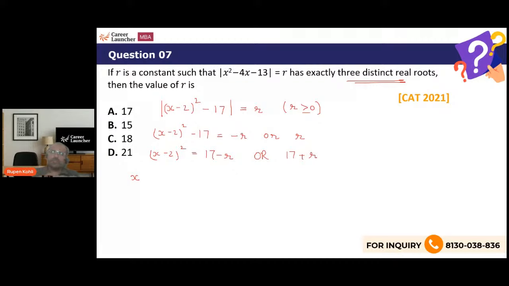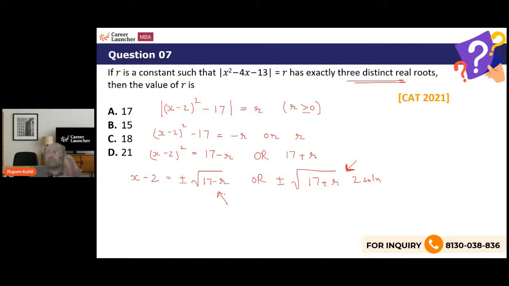Plus minus of a number is actually only one value if that number is 0. Plus minus 0 is only one number. It's not 2 different numbers. I hope you're getting what I'm trying to say. What I'm saying is x minus 2 from the first equation is either plus or minus the square root of 17 minus R, and the other solution is plus or minus the square root of 17 plus R. This will definitely give us 2 different solutions because R is positive. So 17 plus R is definitely a positive number. So plus minus of a square root of a positive number, we get 2 solutions from here. This can also give us two solutions.